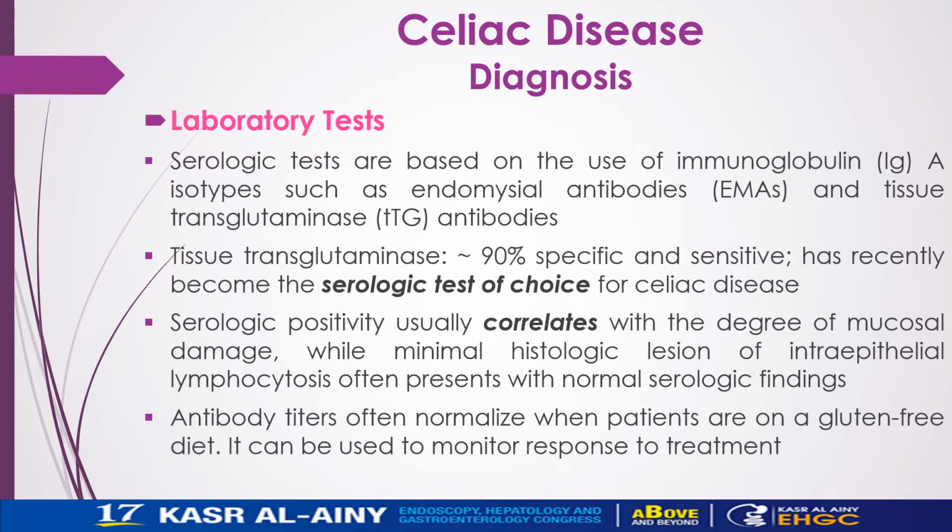Laboratory tests. Tissue transglutaminase is 90% specific and sensitive, and is the serologic test of choice. Serologic positivity correlates with the degree of mucosal damage. Patients on a gluten-free diet have normal antibody titers.